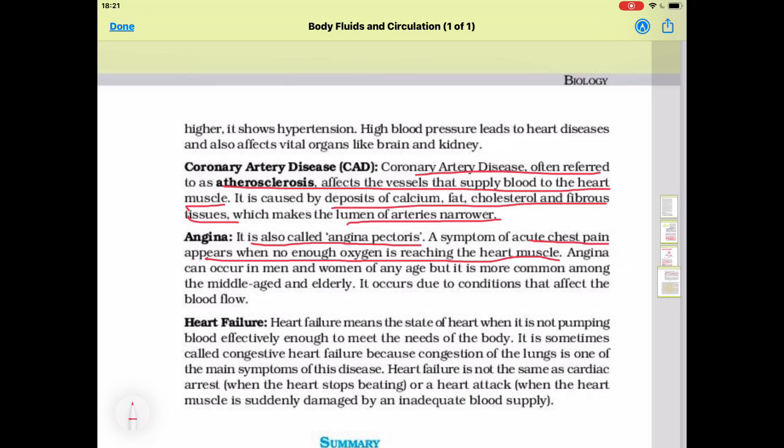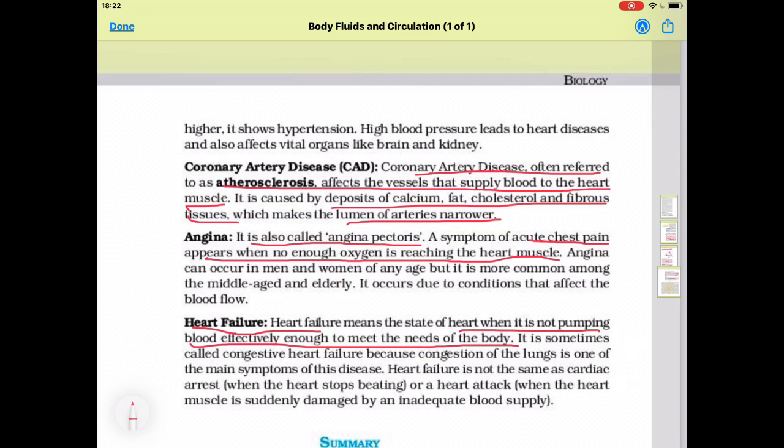Heart failure. Heart failure means the state of the heart when it is not pumping blood effectively enough to meet the needs of the body. It is sometimes called congestive heart failure because congestion of the lungs is one of the main symptoms of the disease. When the congestion in the lungs occurs, the lungs will not provide sufficient oxygen to the heart, so this condition may cause heart failure.